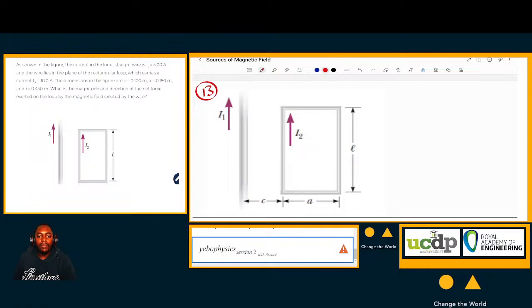The dimensions of the figure: C equals 0.1 meter, A is 0.150, and L is 0.45. What is the magnitude and direction of the net force? So we need the magnitude of the net force exerted on the loop by the magnetic field created by the wire. I'm already showing the diagram there.